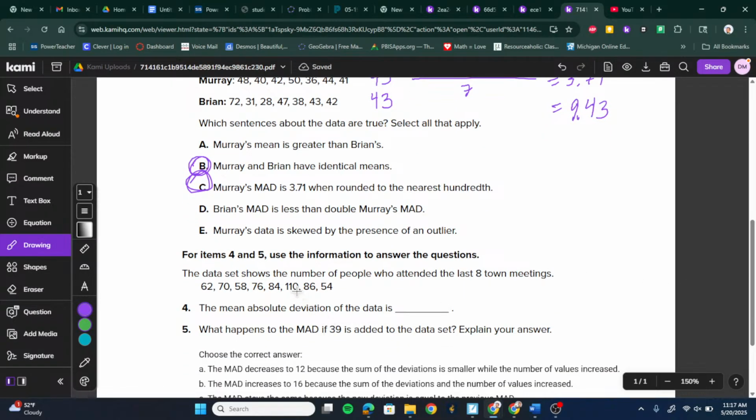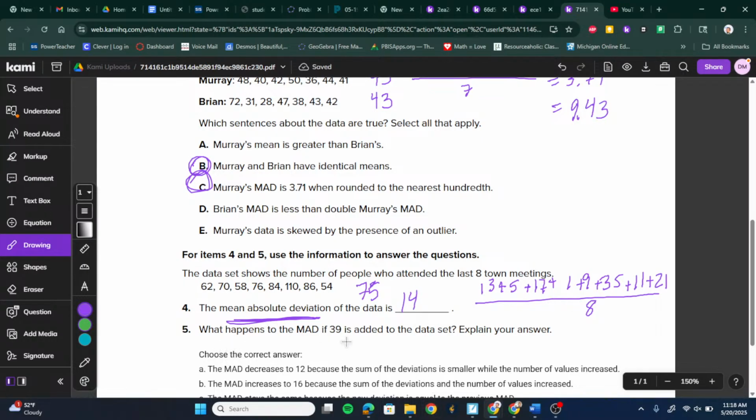Last thing here, when you find your mean, your mean is 75, but it's asking for the MAD. So when you do your MAD, you're going to be 5 away, 17 away, 1 away, 9 away, 35 away, 11 away, and 21 away. You add all these up and then divide by the number of numbers, which is 1, 2, 3, 4, 5, 6, 7, 8. You wind up with 14.